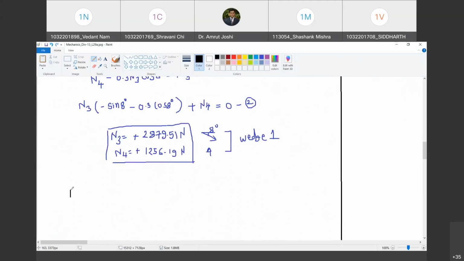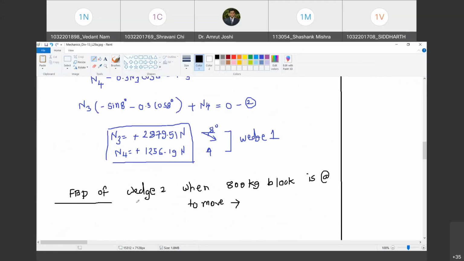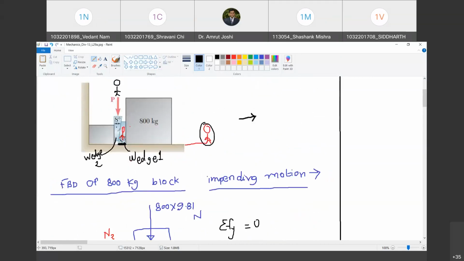So let us draw the free body diagram of wedge 2. But when the 800 kg block is about to move towards right, are you with me? Yes, sir. Look, "about to move" is the keyword. When it is about to move, the motion is impending, and therefore we can still apply equations of equilibrium. Happy? Yes, sir. Okay.